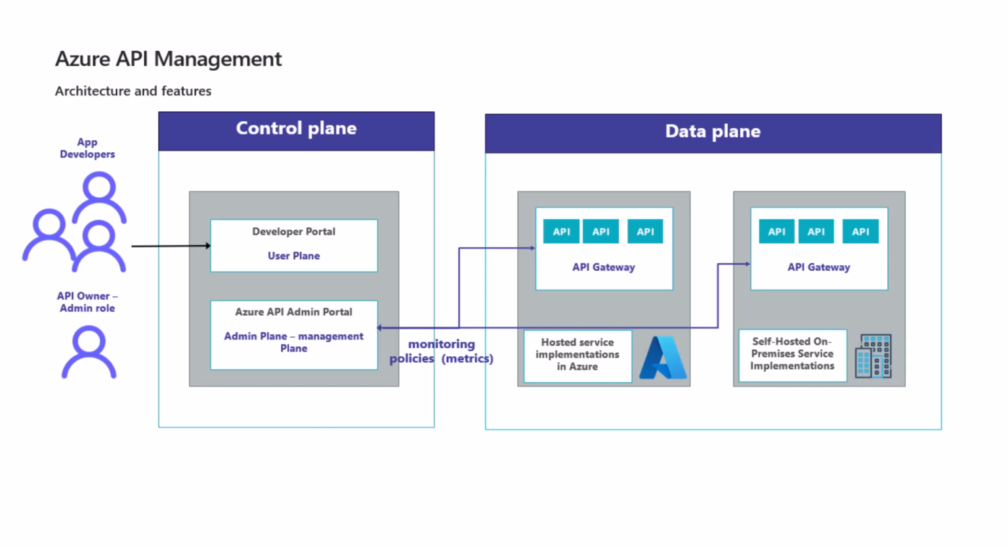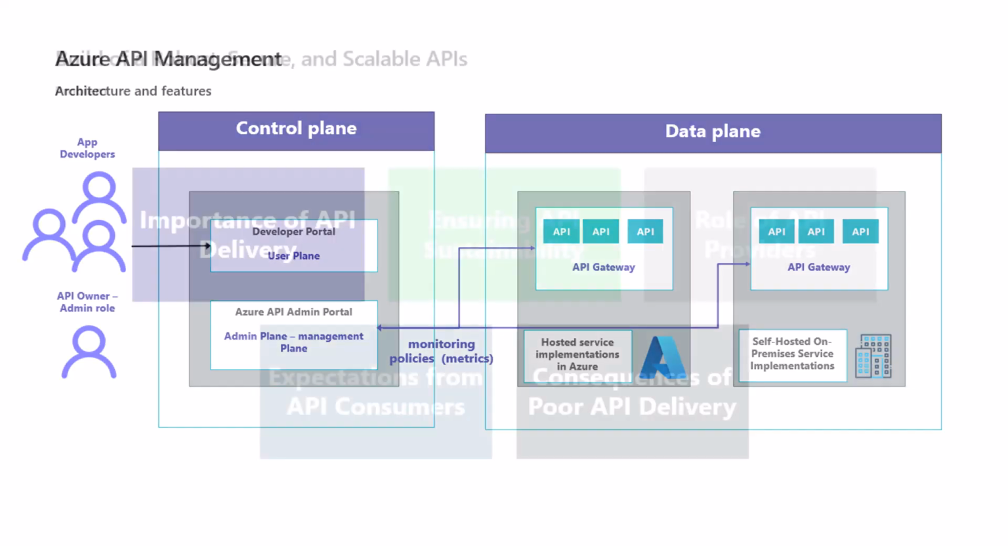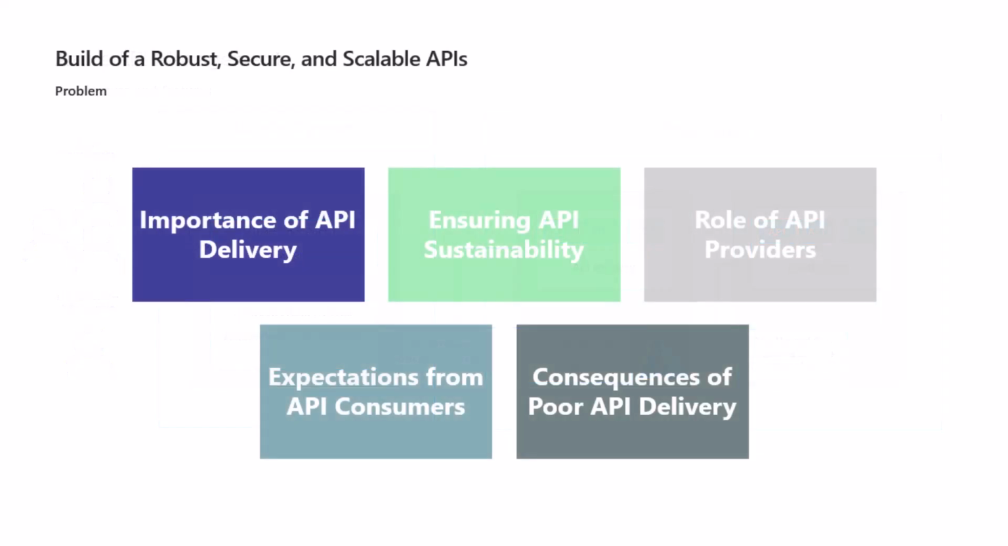So, let's see how we can build robust, secure, and scalable APIs, because we know that's not easy to do. It's easy to create APIs, but how can we build them to be scalable, how can we secure them, how can we make them robust?